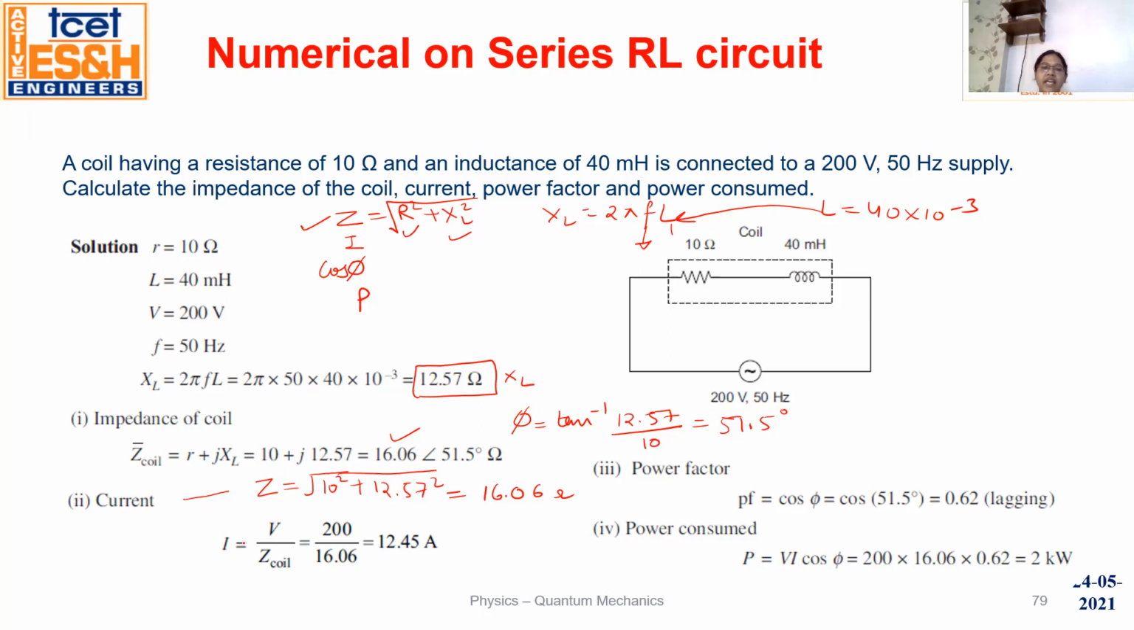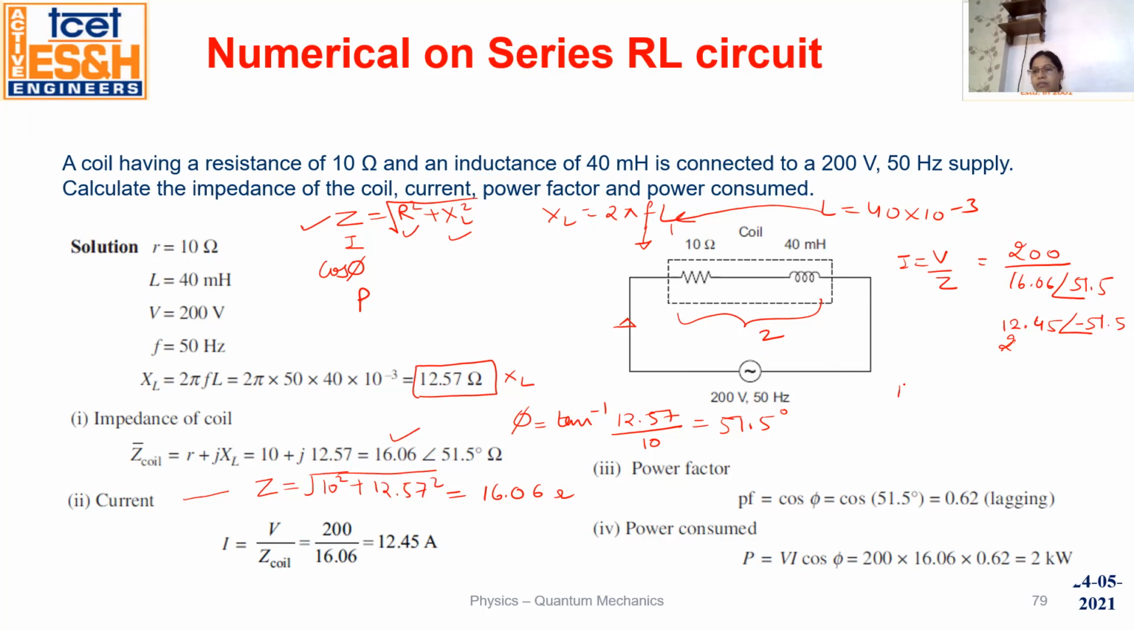Now what is I? I is equal to supplied voltage divided by total impedance. So I is equal to V by Z. V is given 200 and Z is 16.06 with angle 51.5. So 200 divided by 16.06 gives 12.45, and angle 51.5.